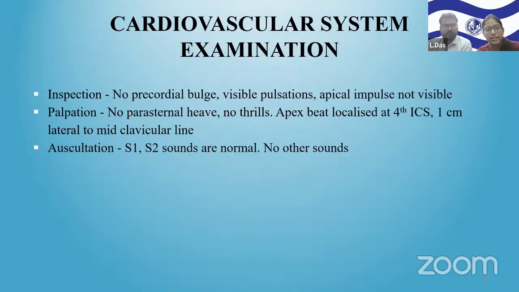On cardiovascular examination, on inspection, no precordial bulge, no visible pulsation, apical impulse not seen. On palpation, no parasternal heave, no thrills, apex beat localized at fourth intercostal space, 1 centimeter lateral to the midclavicular line. On auscultation, first and second heart sounds were heard, no other sounds were heard.